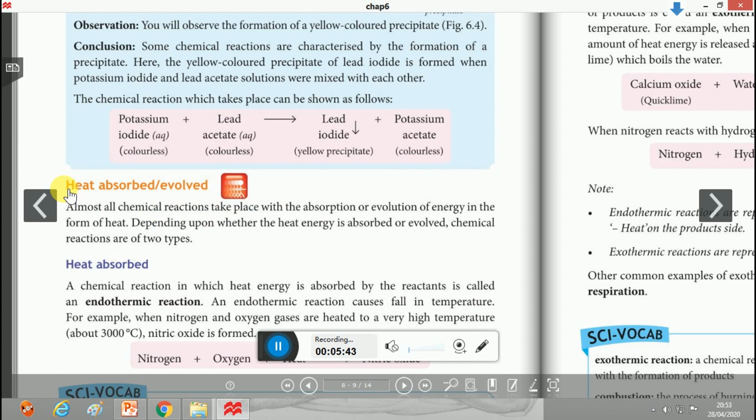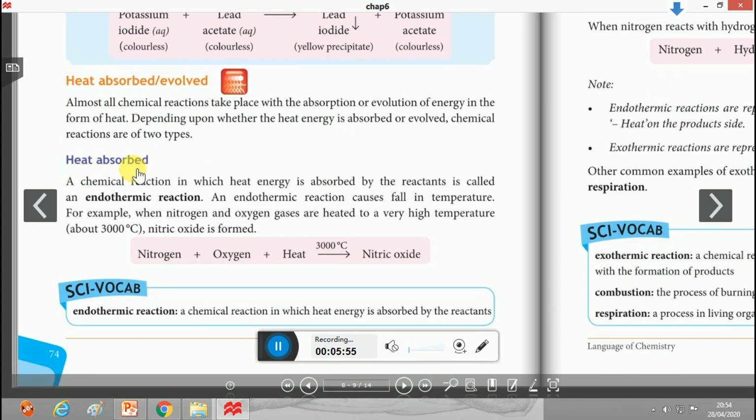Another characteristic is heat absorbed or evolved. Almost all chemical reactions take place with absorption or evolution of energy in the form of heat. Heat absorbed means an endothermic reaction. We have discussed this in the second video made for class 7, the endothermic reaction.